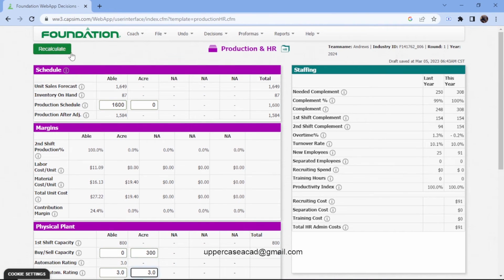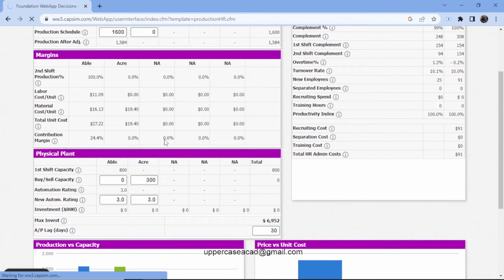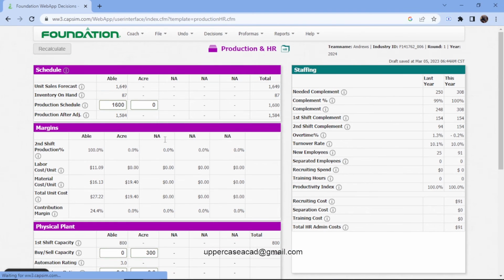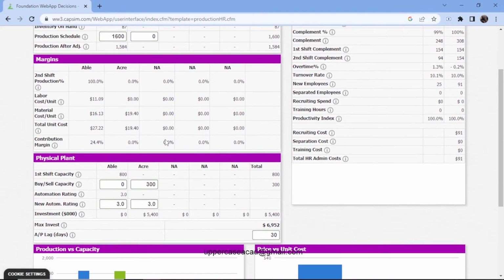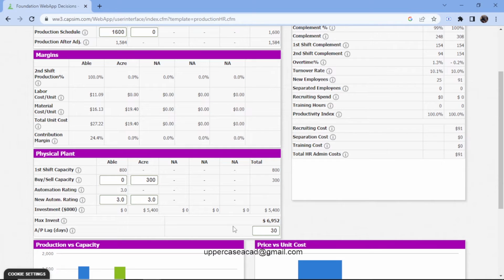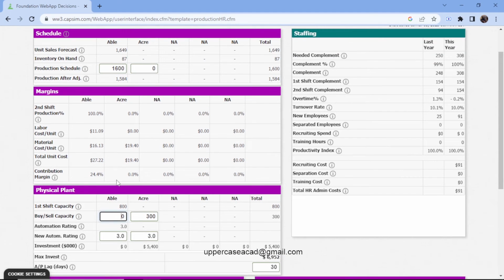So I'll recalculate. The reason why I'm focusing on the newer product is because I have my maximum investment, and I don't want to spend more than what I can spend in this year. I know that I'll be increasing my market share, and increasing market share will mean I'm increasing my sales. So I want to increase my capacity so that I don't overwork my customers.